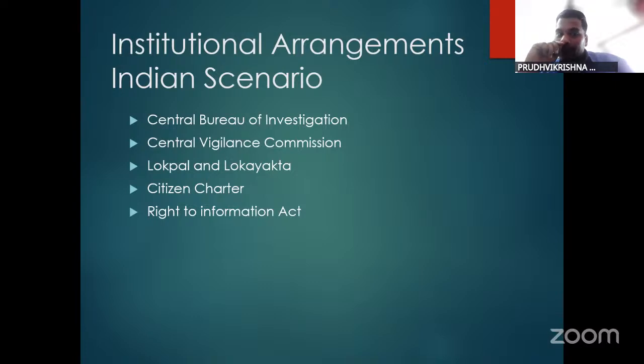The Administrative Reforms Commission in 1966 recommended a two-tier machinery of Lokpal and Lokayukta for the grievance redressal of citizens. The same way the ombudsman system is present in Scandinavian countries, and the Parliamentary Commissioner is present in Britain, in the same way, ARC recommended Lokpal and Lokayukta in the Indian scenario.